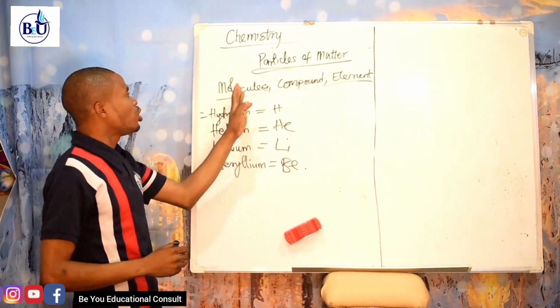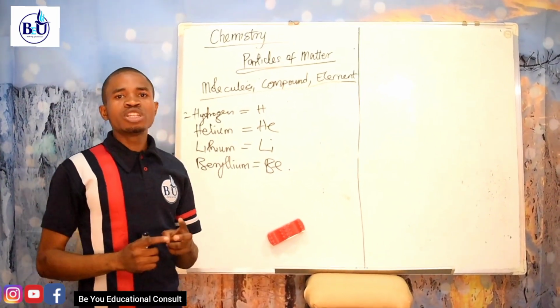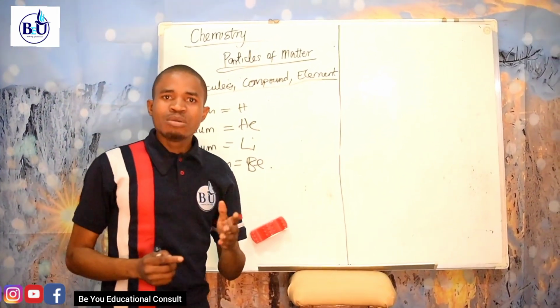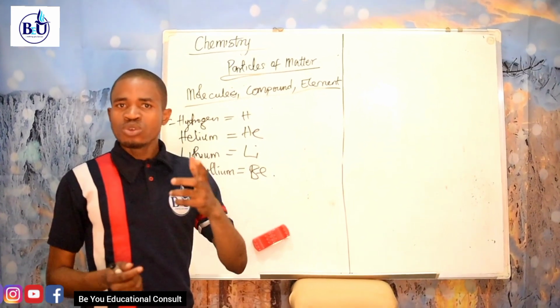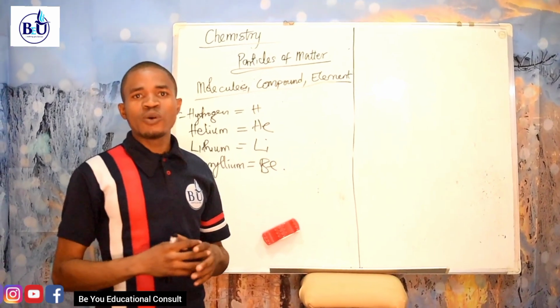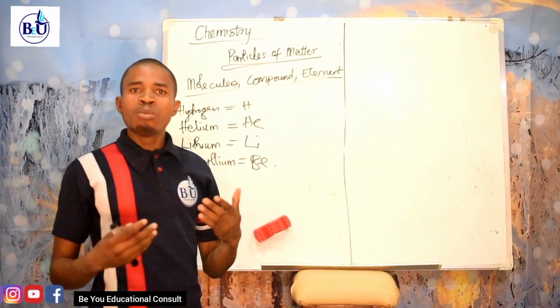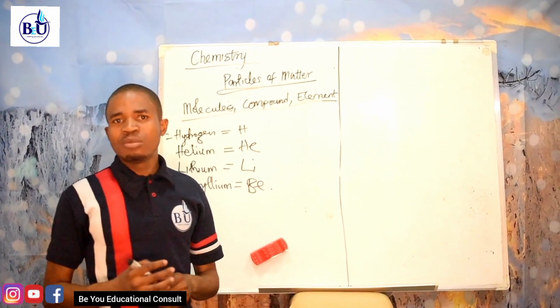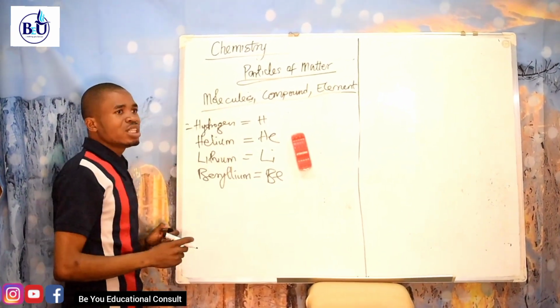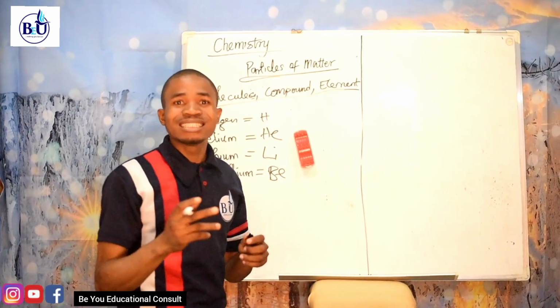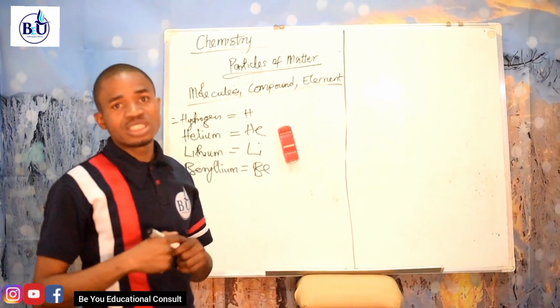Then what is a molecule? A molecule is the combination of two or more of the same or different atoms of an element. This is another definition of a molecule: a molecule is actually the smallest part of a substance that can exist alone and still retain the chemical properties of that substance.